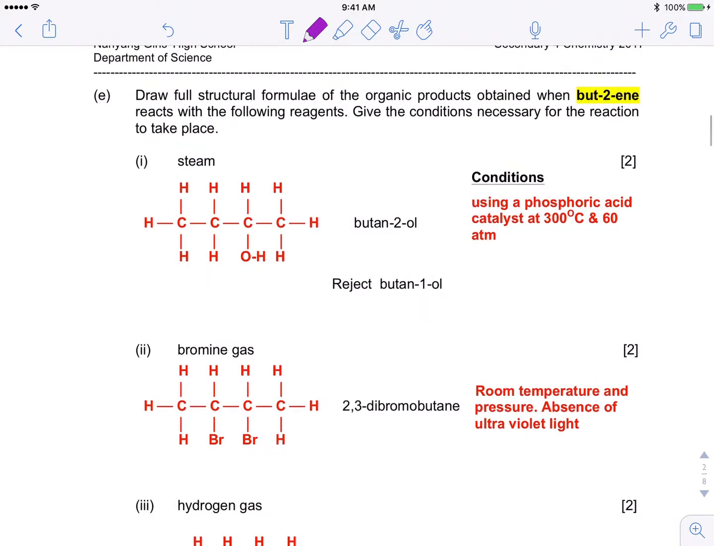Part e: draw the full structural formula of the organic compounds formed when but-2-ene reacts with the following reagent. Give the conditions necessary for the reaction to take place. So again, you should draw out but-2-ene. But-2-ene, so the C=C double bond is at the second C–C bond. So it looks like this.